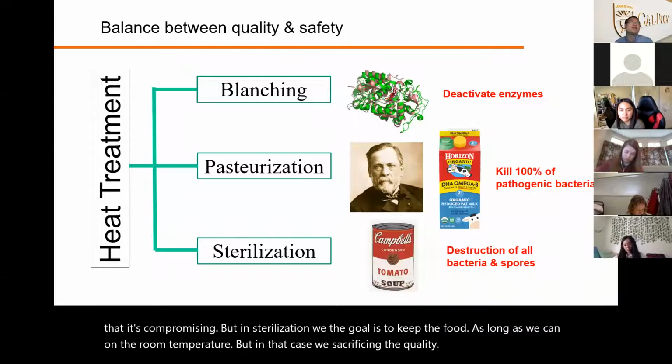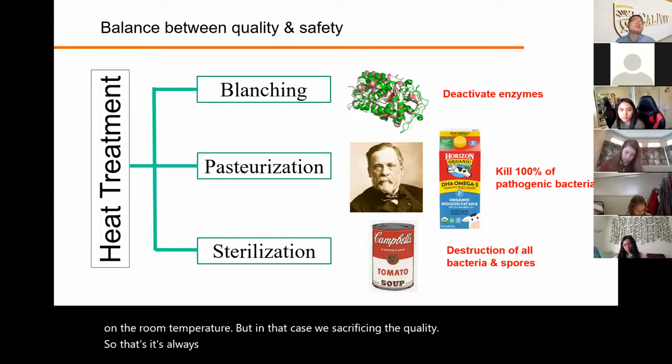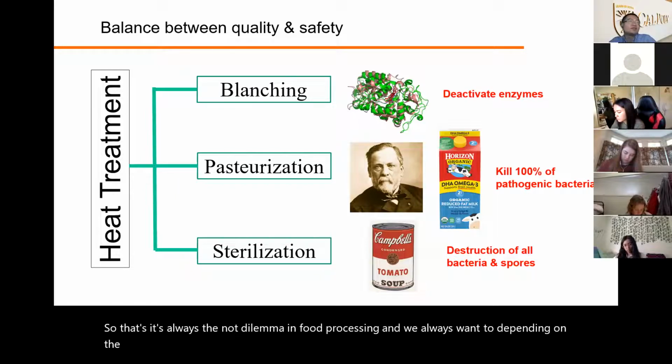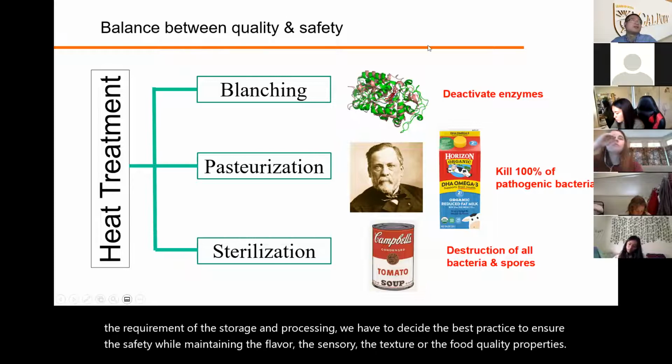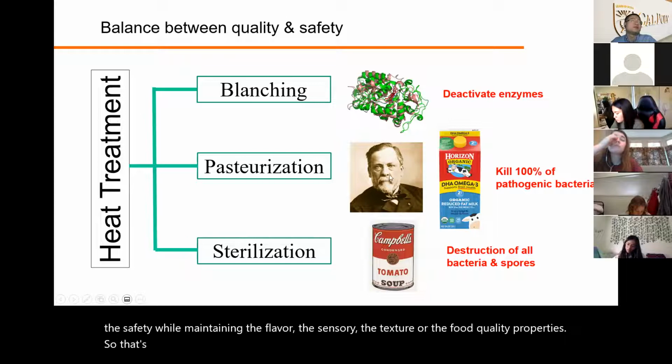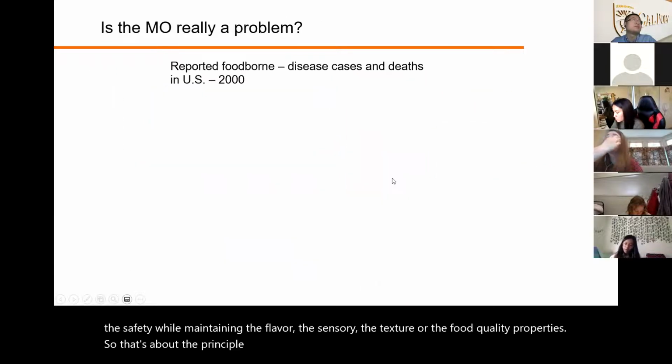So it's always the dilemma in food processing, and depending on the requirement of the storage and processing, we have to decide the best practice to ensure the safety while maintaining the flavor, the sensory, the texture, or the food quality properties. So that's about the principle of thermal processing.